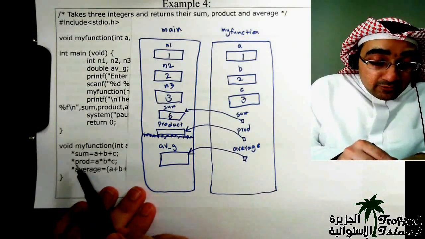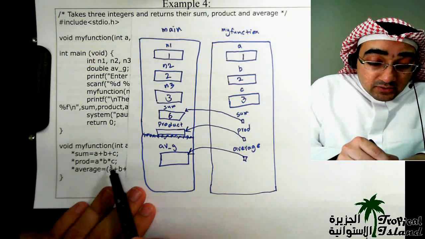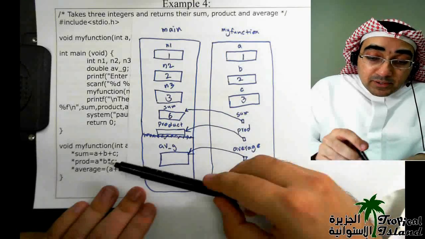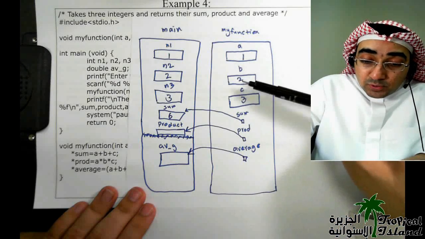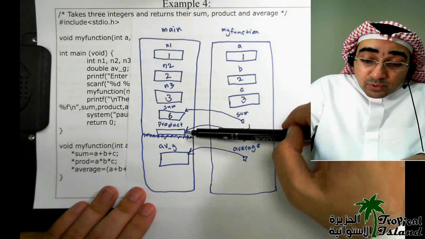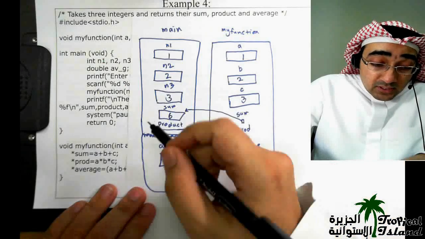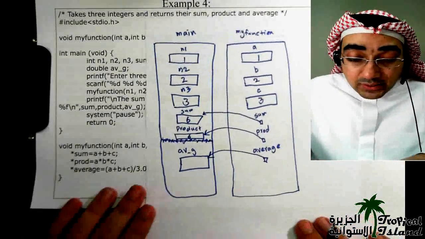Then I have product, star value pointed by prod is equal to a multiplied by b multiplied by c. So I have to do the expression first. 1 multiplied by 2 is 2, 2 multiplied by 3 is 6. So the value that's pointed by prod is equal to 6 again. Okay, in this example it comes to be 6.